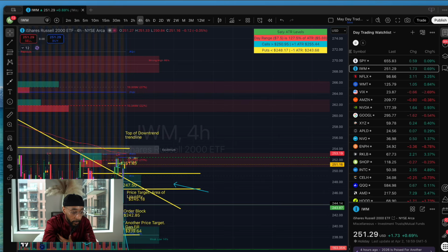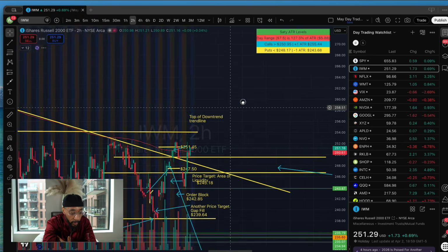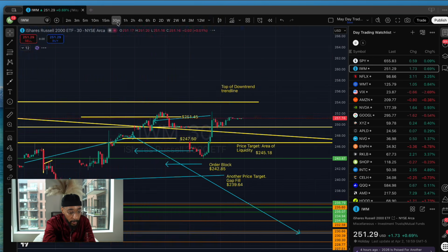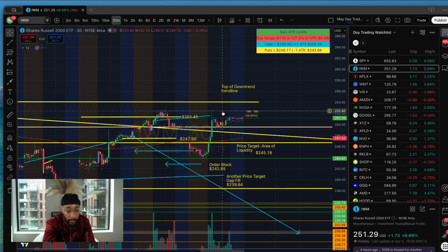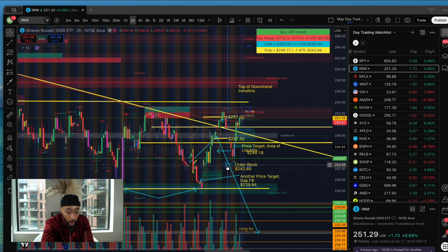So, when we're talking about IWM, we need to understand what's the best time frame. Now, my favorite combination, right? My favorite time frames on IWM are going to be the 2 hour, okay? The 2 hour time frame and the 30-minute time frame. Okay? The 2 hour and the 30-minute time frame are my favorite time frames on IWM. The 2 hour time frame always gives me direction.